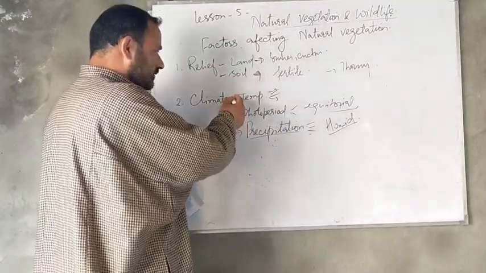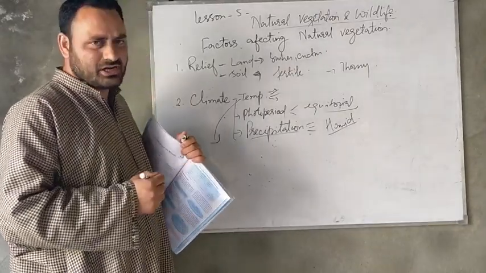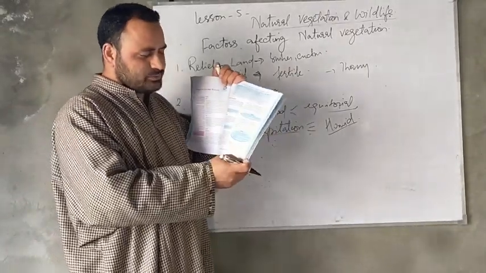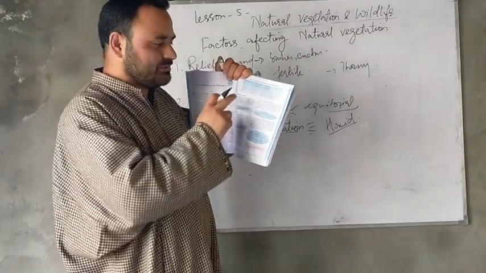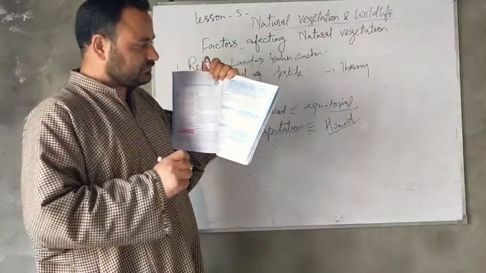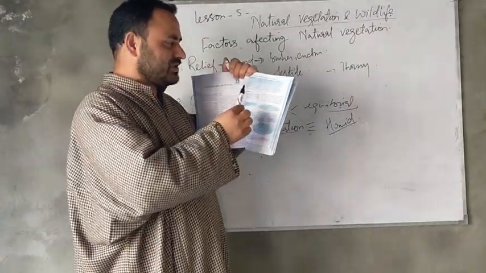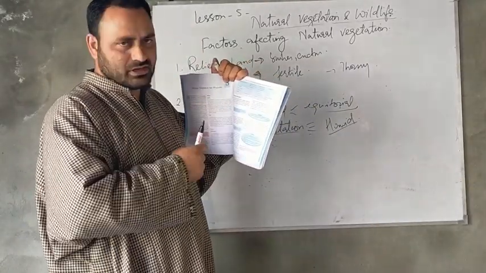In this context, that how temperature affects the natural vegetation of an area, you can go to page number 43 of your book. There is a table which shows how temperature affects the natural vegetation of an area. This table clearly shows the effect of temperature on the natural vegetation or the plant cover of an area.